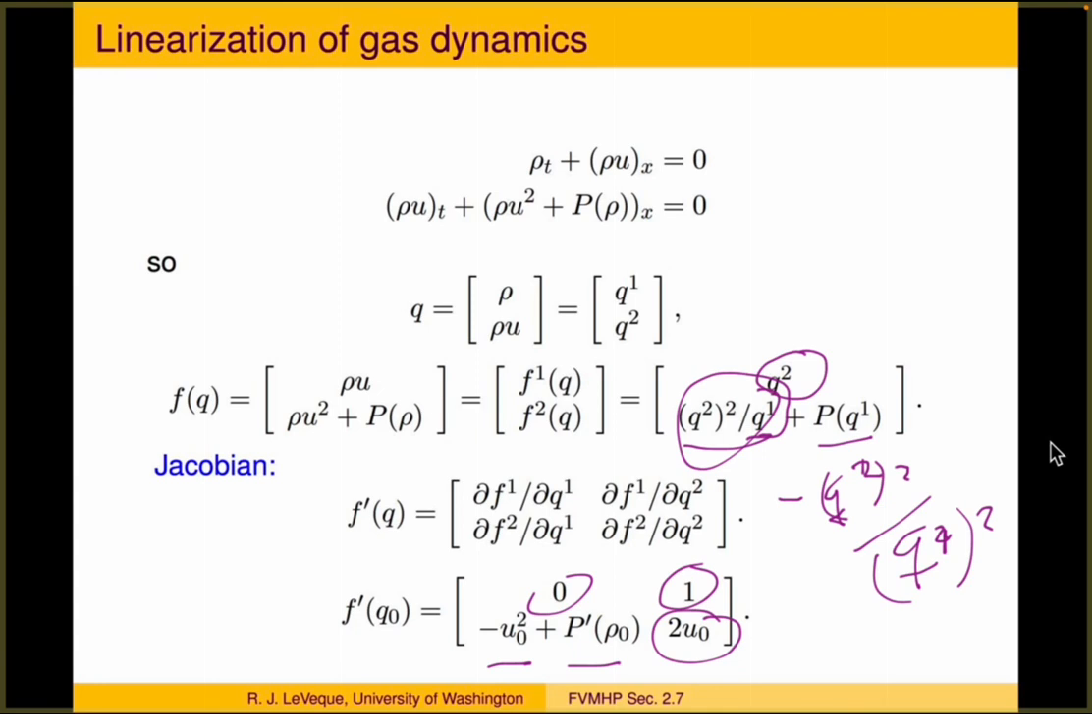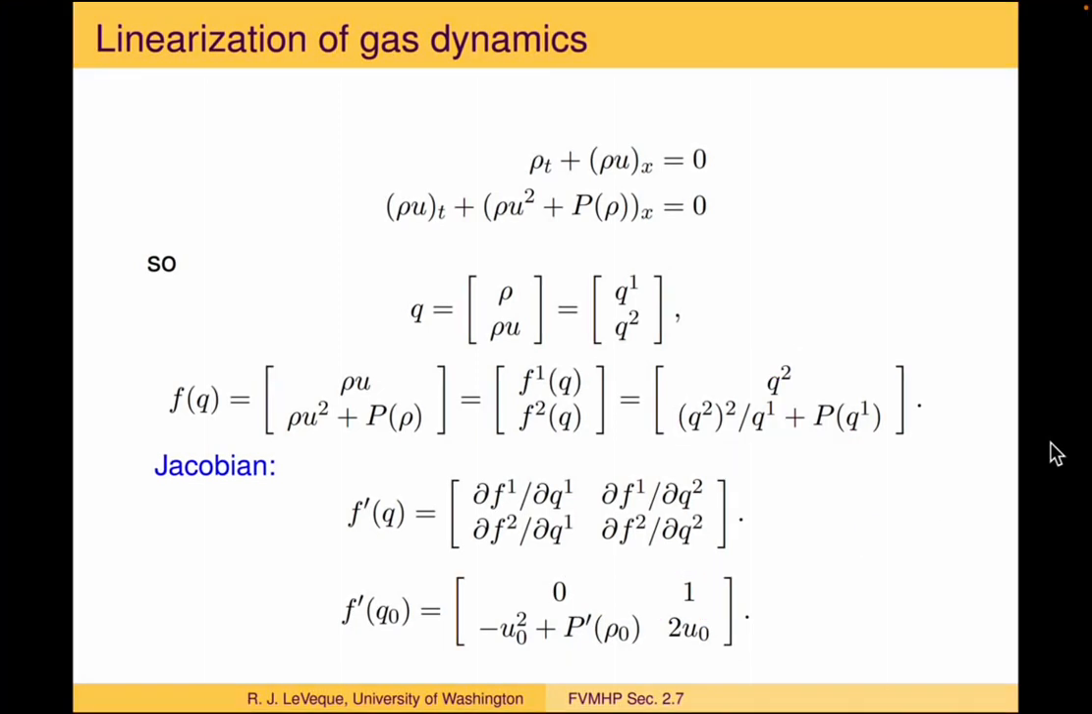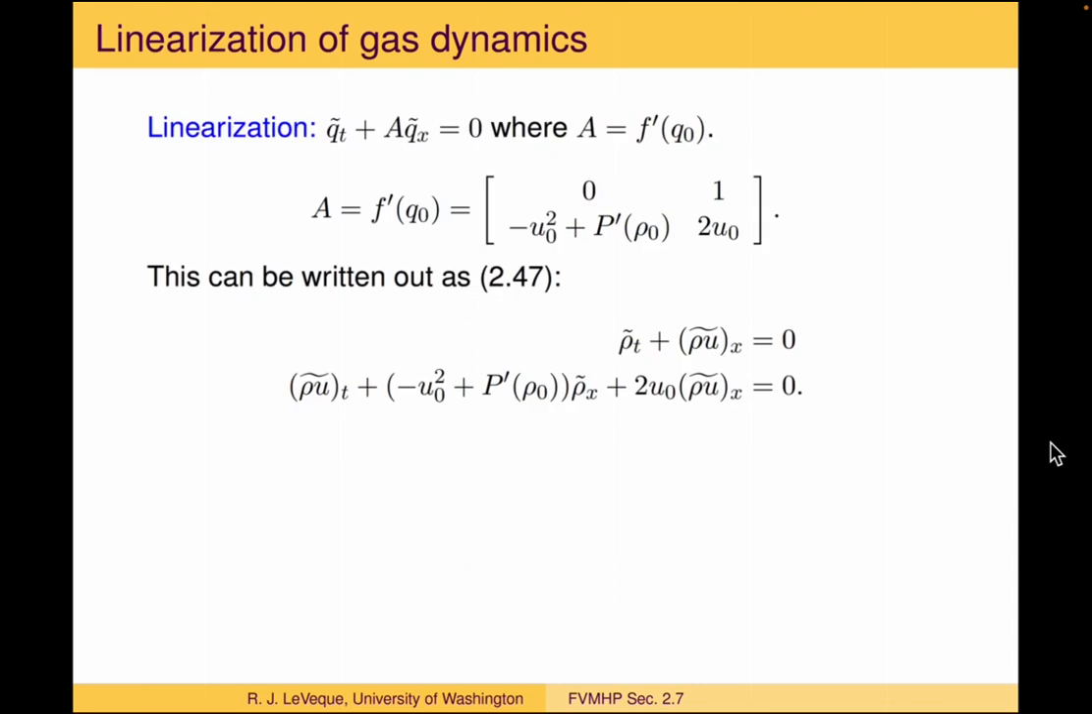A bit messy. Let's get rid of that. Yeah, so this is our Jacobian matrix evaluated at some state Q0, and again, I've written it in terms of U0 and rho 0, but those were rewritten from the components of Q. So that's just the Jacobian matrix for the linearized gas dynamics equations. And if we write that out as a linear system, this linear system for Q tilde, linear hyperbolic system, it looks like a bit of a mess. And again, the tilde variables are the perturbations in density and the perturbation in momentum.